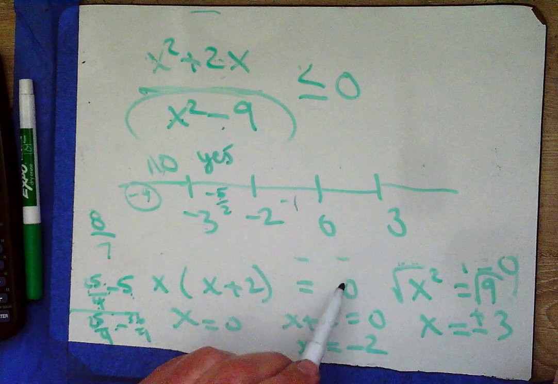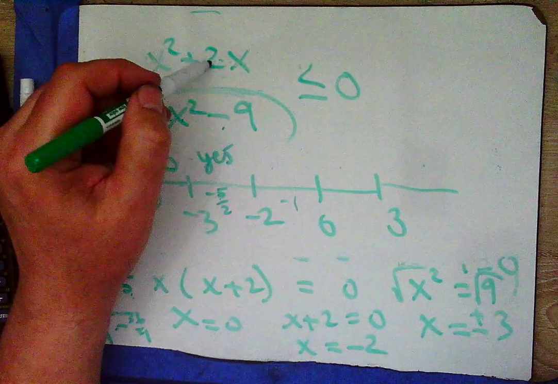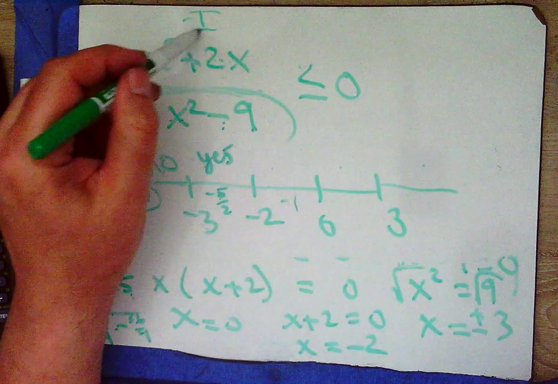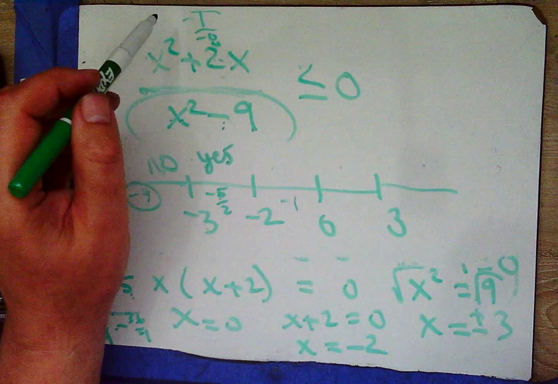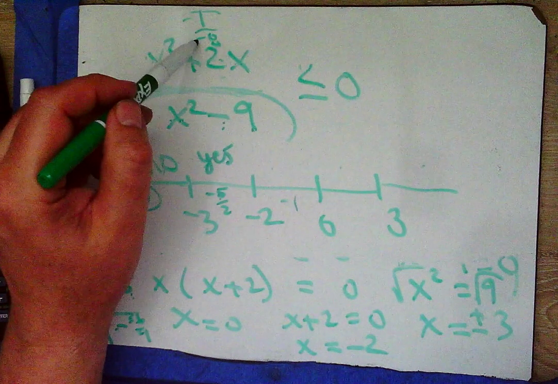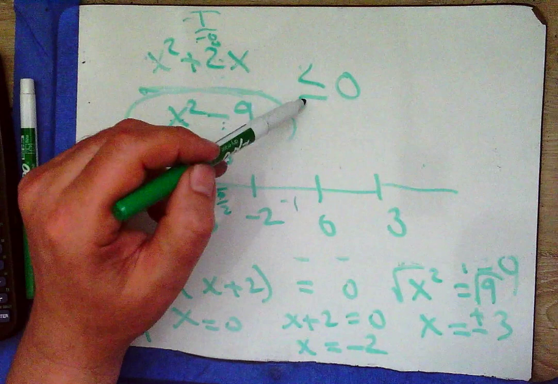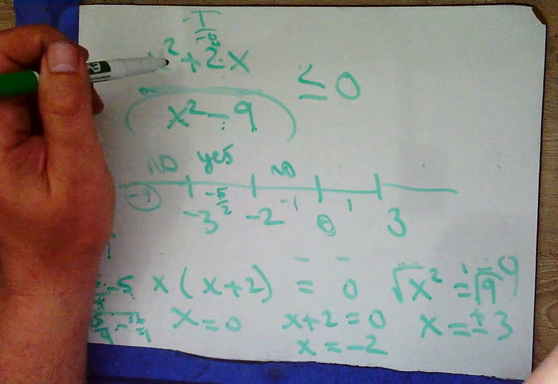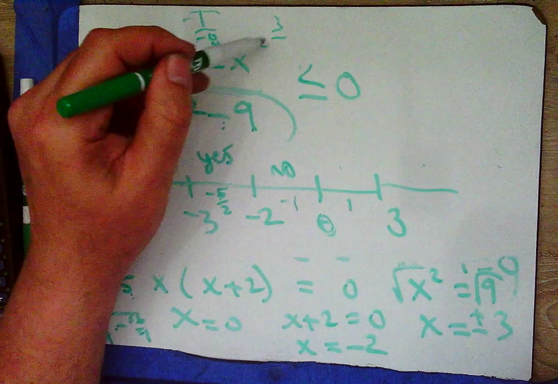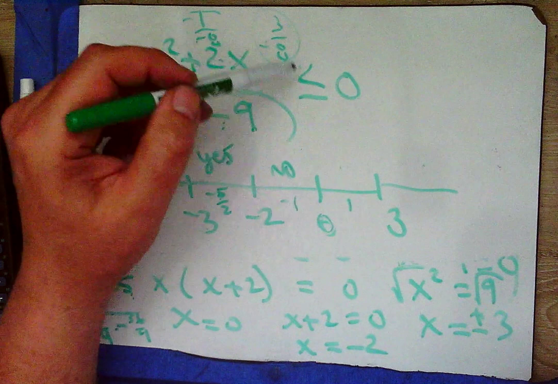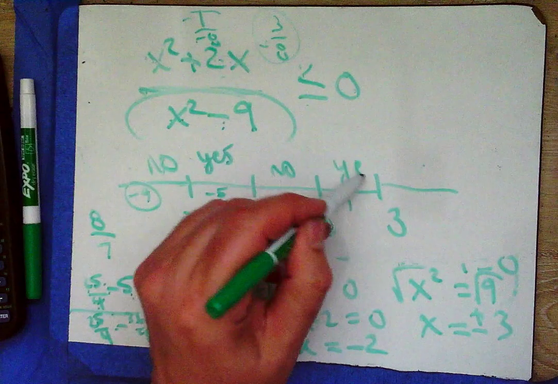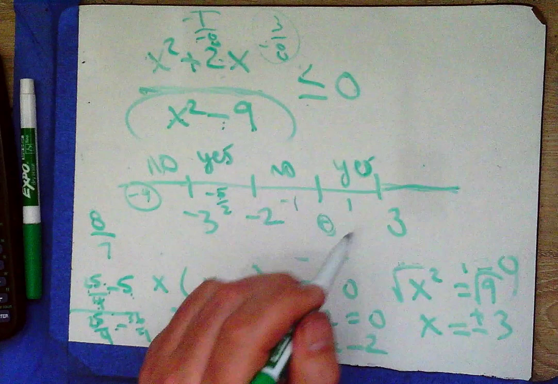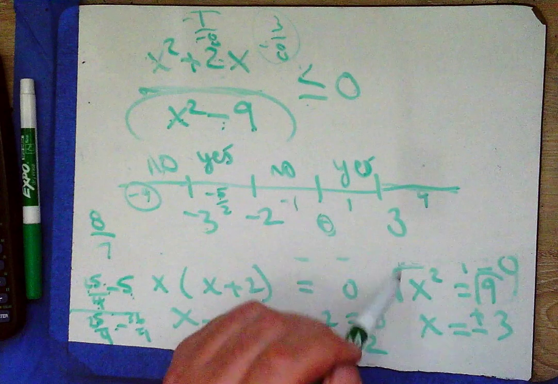Okay, if I plug in a negative 1, I get 1 minus 2 is negative 1. 1 minus 9 is negative 8. I have a negative divided by a negative, a positive. Is that greater than or equal to 0? No. Okay, if I plug in a positive 1, I get 3 on top, I get negative 8 on the bottom, negative 3/8. Is that less than or equal to 0? Yes. Look, it alternates. Not always. Remember to test the intervals and don't assume that they're going to always alternate.